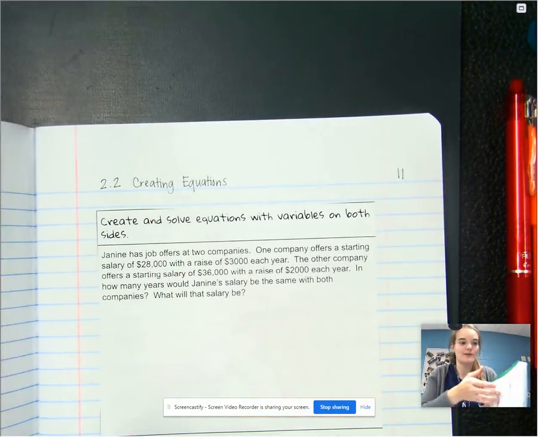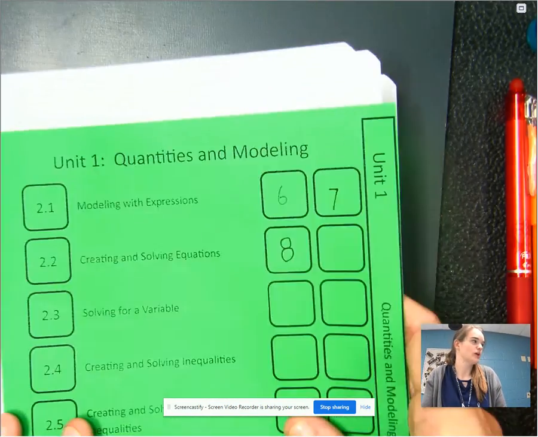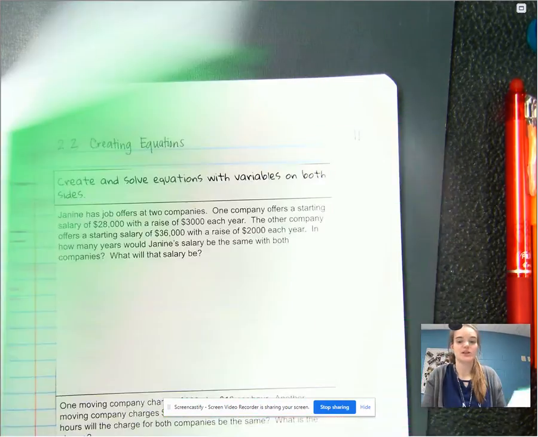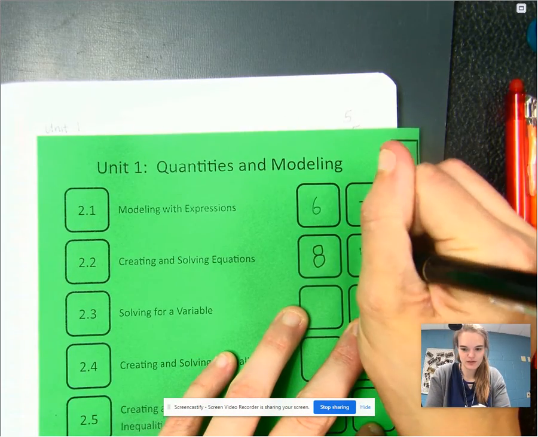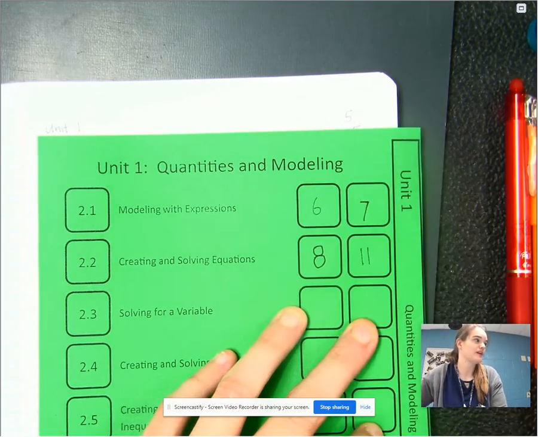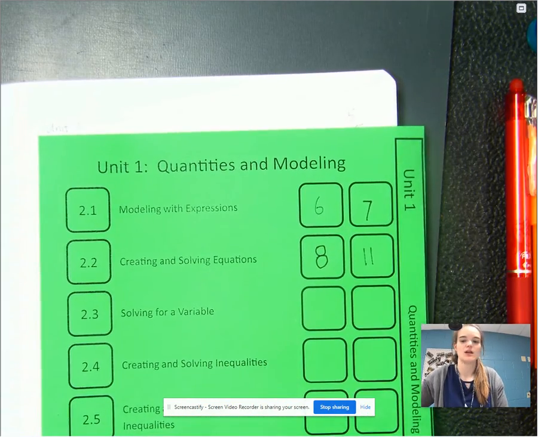I'm going to also go ahead and fill my tab out. So 2.2 started on page 8, but notice it's not going to end till 11. So it ends on 11. Sometimes that happens, and that's fine. Just keep this up to date.